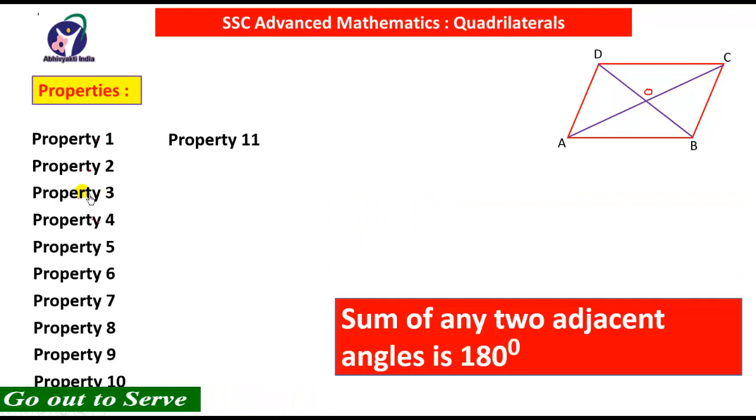Now let us see the third property. The third property is that the sum of any two adjacent angles is 180 degrees. Angle A and angle D are the two adjacent angles, and therefore these two adjacent angles are supplementary. Their sum is 180 degrees. Similarly, angle A and angle B are adjacent angles, and therefore their sum is 180 degrees. Similarly, angle B plus angle C will be 180 degrees. Angle C plus angle D will be 180 degrees.